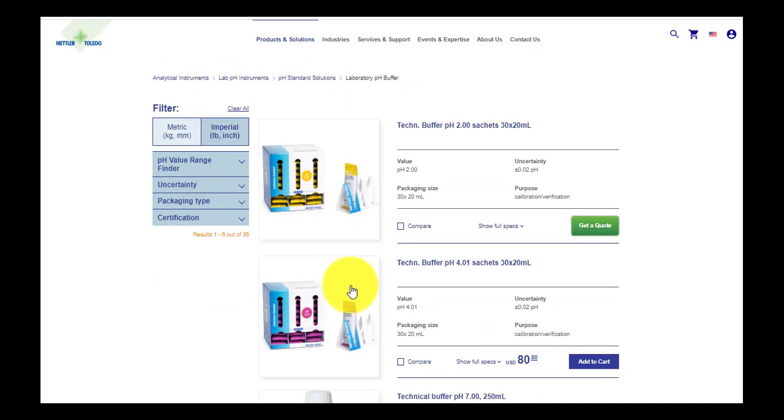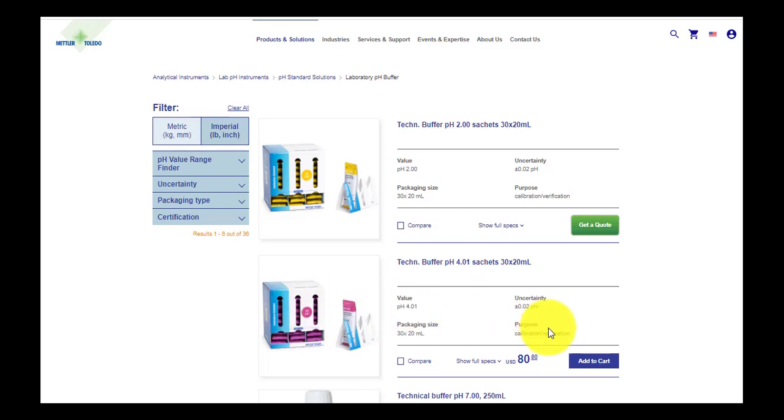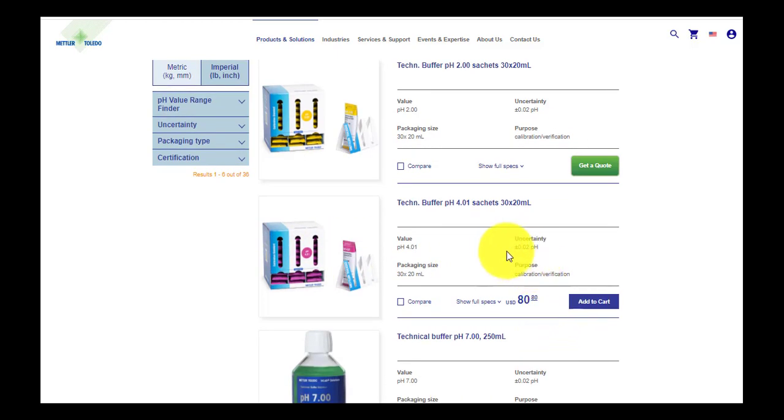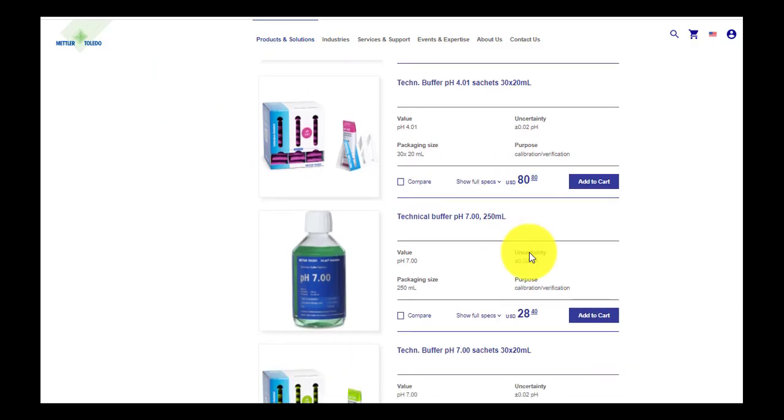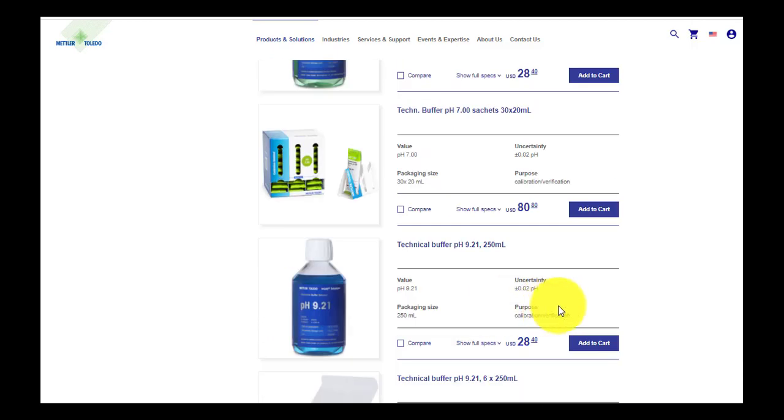If you want to have something with a pH of 4.01, you can pick up thirty 20 mL packets of these little solutions for $80 and be certain that the pH will be accurate to within plus or minus 0.02 for these pHs. You can buy this one, where you get a real bargain, for 250 mL for $28, and its pH is going to be 7.00, but that last zero has that uncertainty of 0.02.